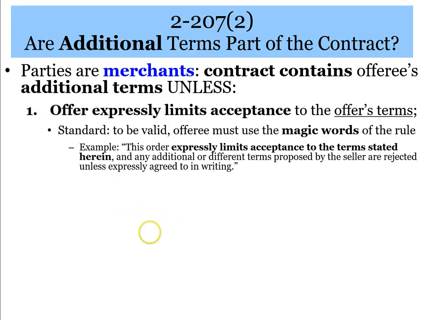The first is where the offer expressly limits acceptance to the offer's terms, the my way or the highway type of term. In order for this term to be valid and effective, the offeror must use the magic words indicating that it expressly limits acceptance to. For example, the court found that a clause met this standard where it said, quote, "Important, this order expressly limits acceptance to the terms stated herein, and any additional or different terms proposed by the seller are rejected unless expressly agreed to in writing." Note how closely this term tracks the UCC's language.